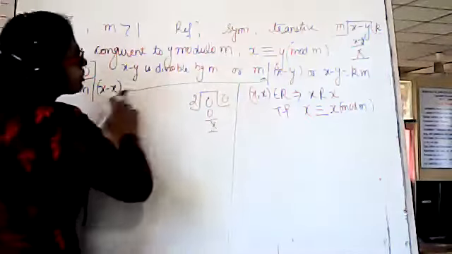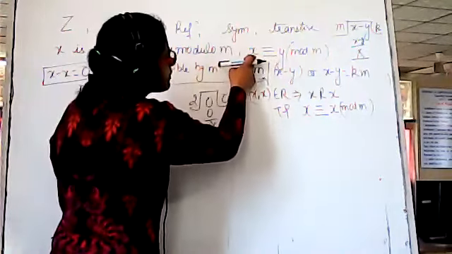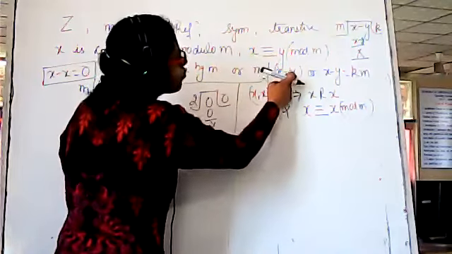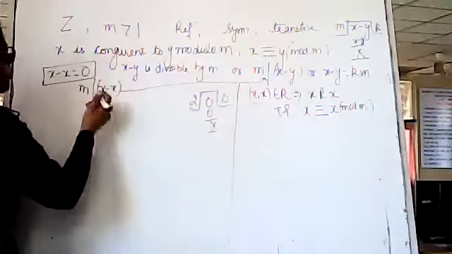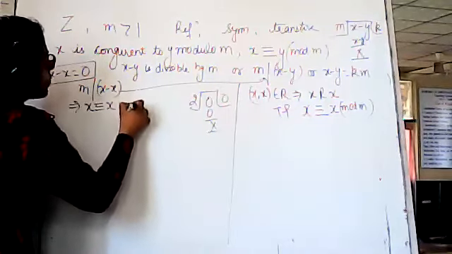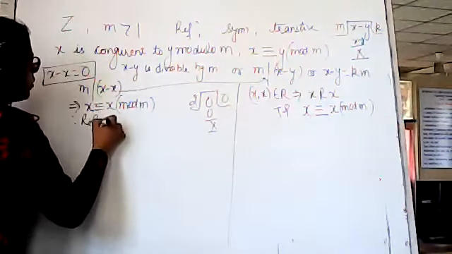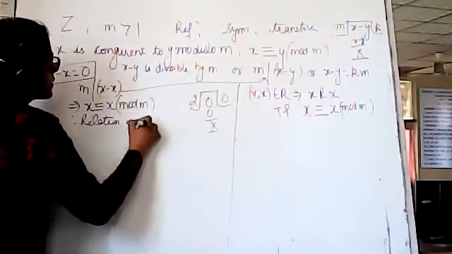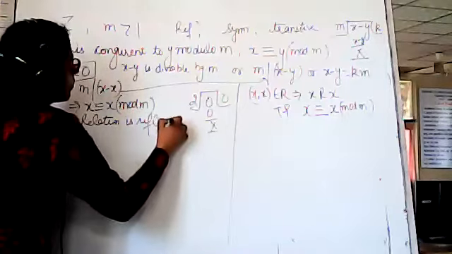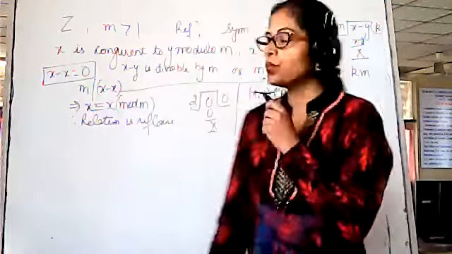Now comparing this relationship with this, using this we are going to write this. How is this written? x is congruent to y mod n. What is our relationship here? It implies that x is congruent to x mod n. So this is what we had to prove. Therefore, the relation is reflexive. After that, number 2.